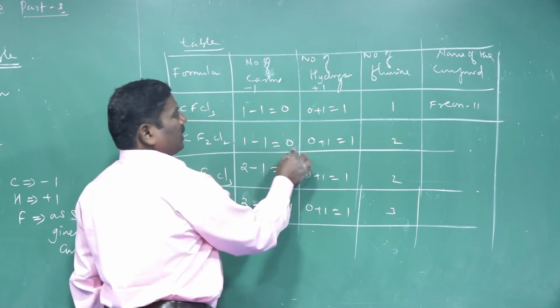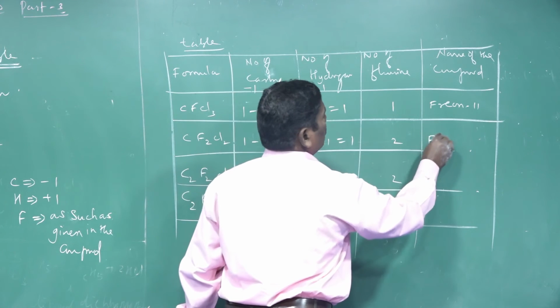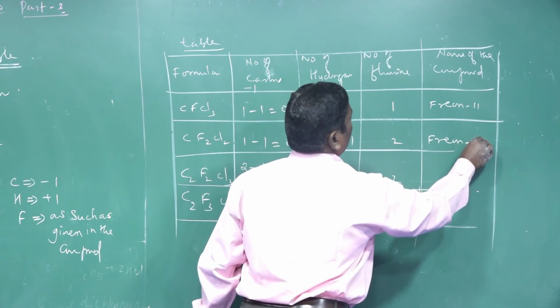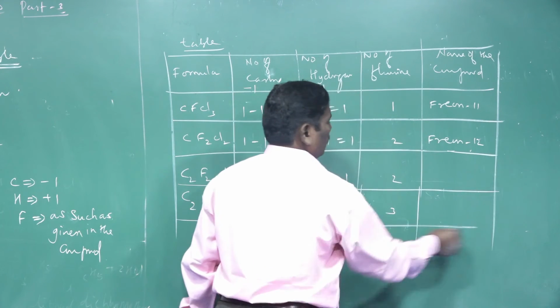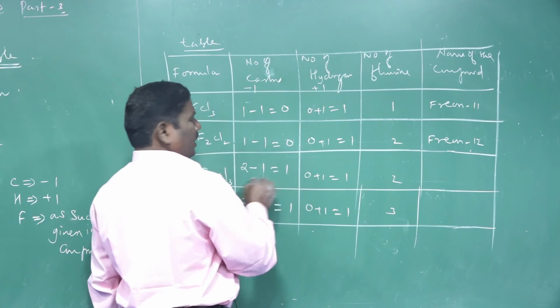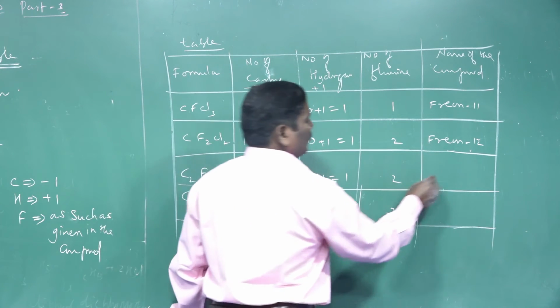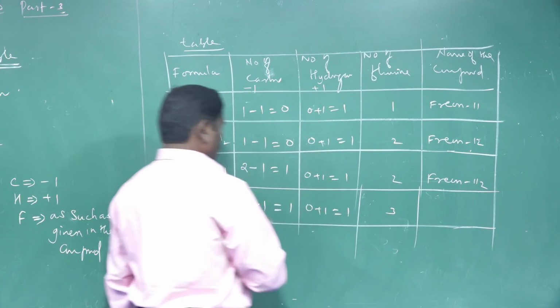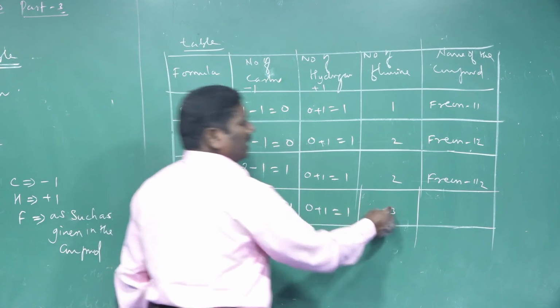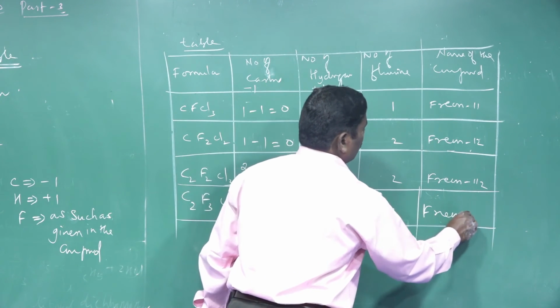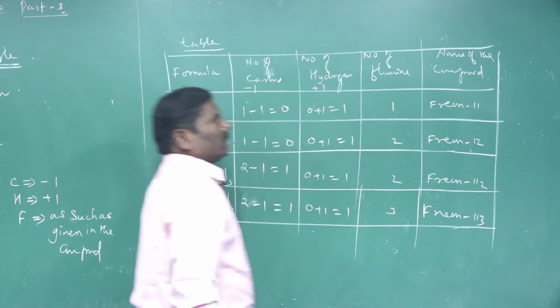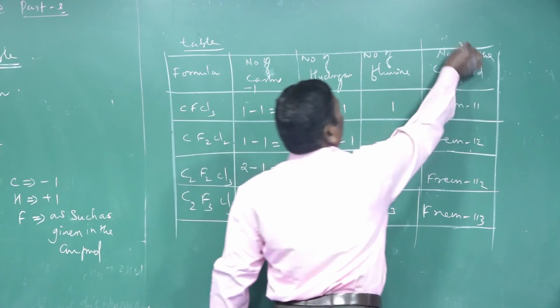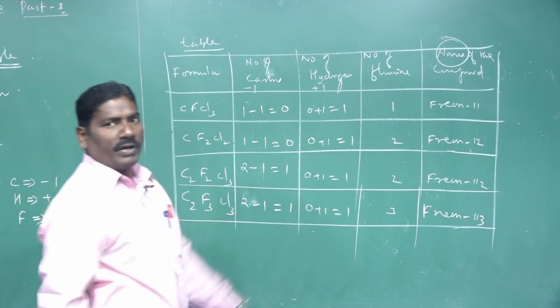Now what value is represented here? 1 and 2. So this is Freon 12. And what value is represented here? 1, 1, 2. This compound is Freon 112. What value is represented here? 1, 1, 3. So it is called Freon 113. These are the methods of naming freons.